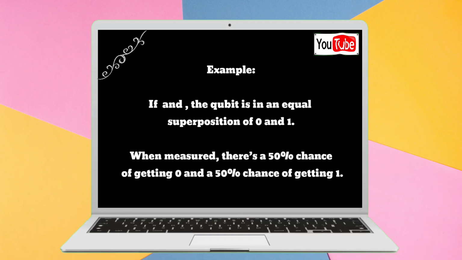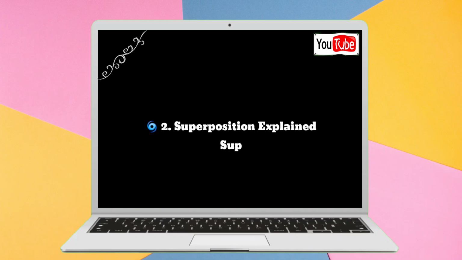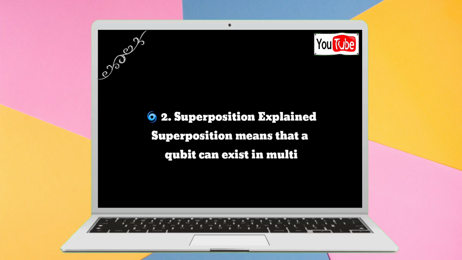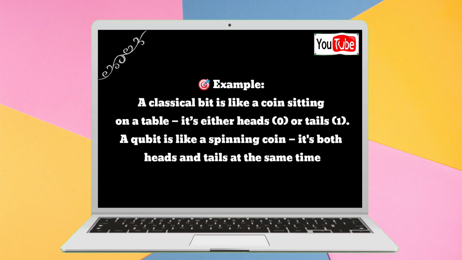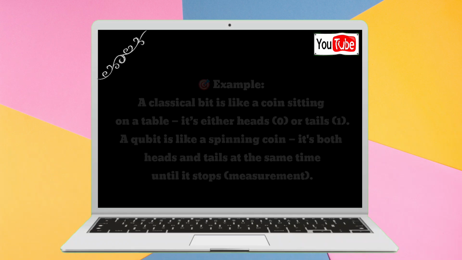Example: if the qubit is in an equal superposition of 0 and 1, when measured, there's a 50% chance of getting 0 and a 50% chance of getting 1. 2. Superposition explained. Superposition means that a qubit can exist in multiple states at the same time until measured. Example: a classical bit is like a coin sitting on a table, it's either heads, 0, or tails, 1. A qubit is like a spinning coin, it's both heads and tails at the same time until it stops, which is the measurement.